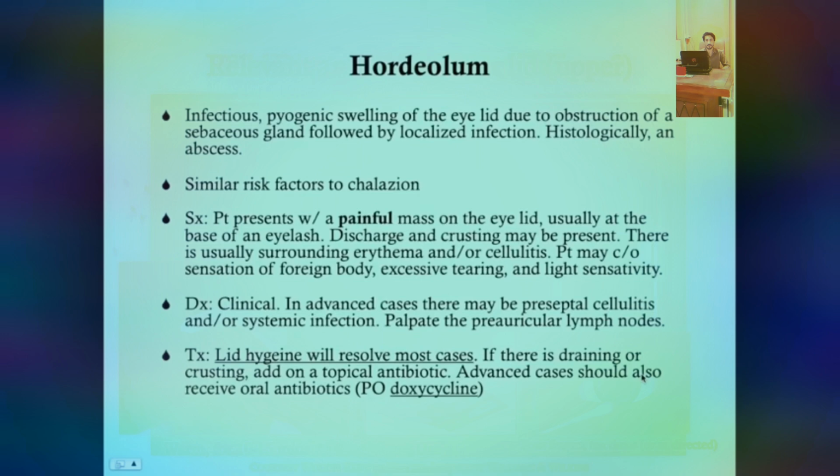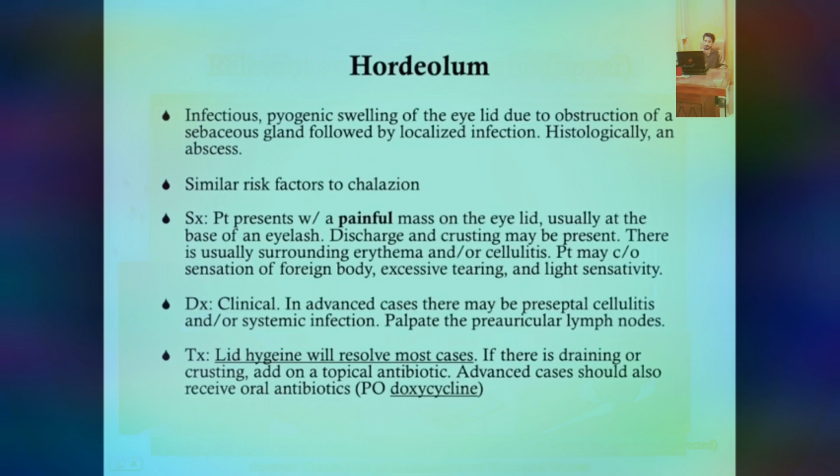Okay, now a hordeolum is an infectious pyogenic swelling of the eyelid due to an obstruction of the sebaceous gland, and this is followed by localized infection. So this is different from a chalazion. A hordeolum is a pyogenic bacterial process, whereas a chalazion is a granulomatous infection. Histologically, a hordeolum is an abscess. The risk factors for a chalazion also apply to hordeolum. Those skin diseases, poor hygiene, so forth.